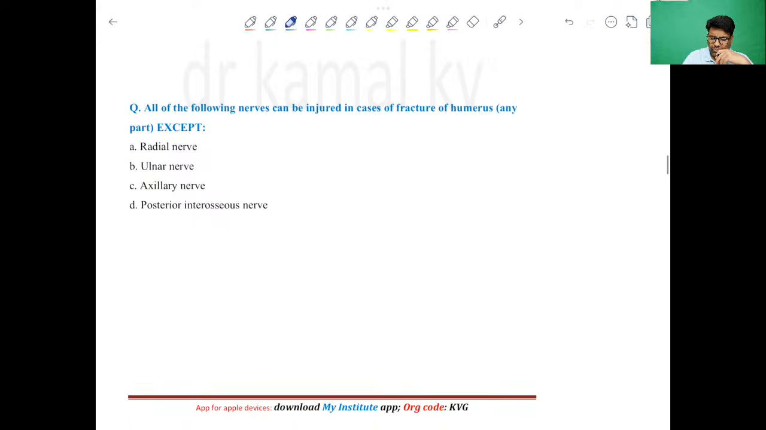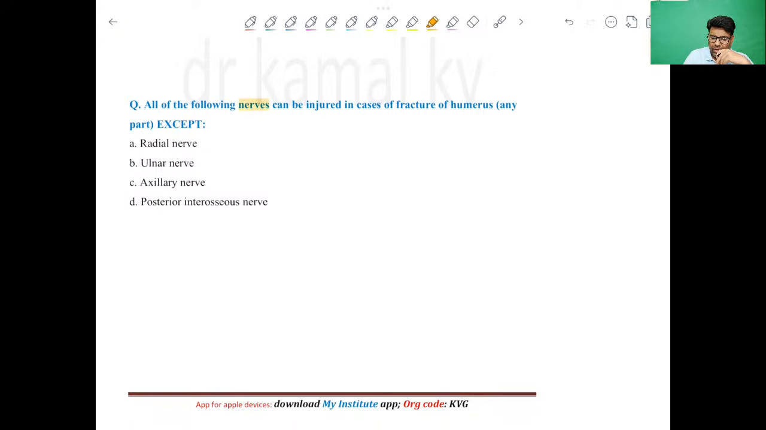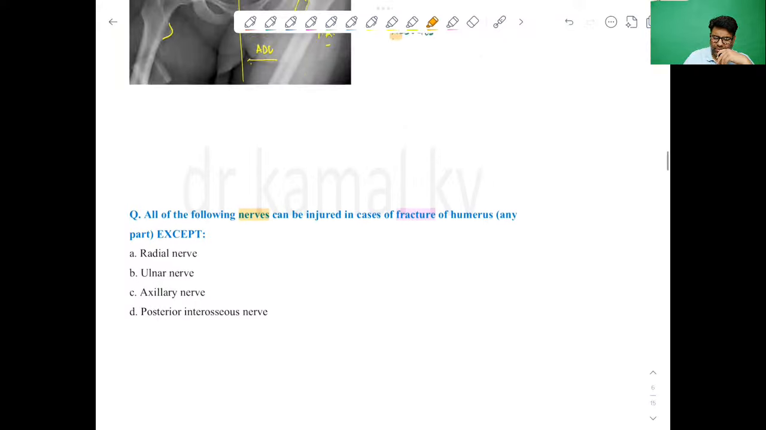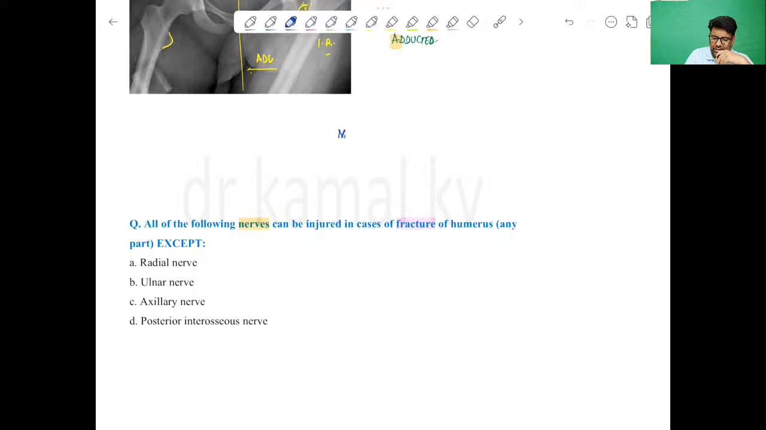Then the next question is about nerve injuries, here in fractures of the humerus. The most common type for the hip is posterior, and for the shoulder it is anterior, right? So if we write the most common types over here, for hip it is posterior, and for shoulder it is anterior. Clear? So you can remember it like that. These are the most common types.